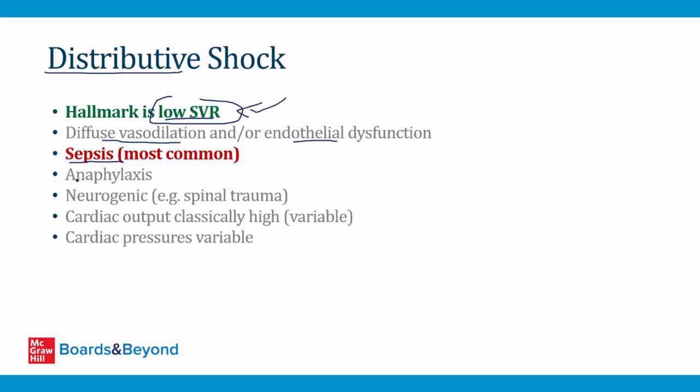You can also get vasodilation from anaphylaxis as an allergic reaction. Also, there is a form of distributive shock called neurogenic.